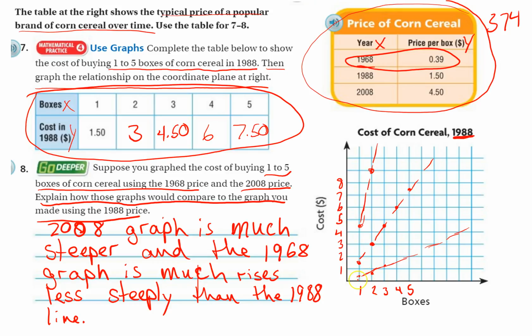Okay, the 1968 graph doesn't rise very steeply. 1988 starts to rise a little more steeply, and then 2008, boom, it shoots up dramatically.